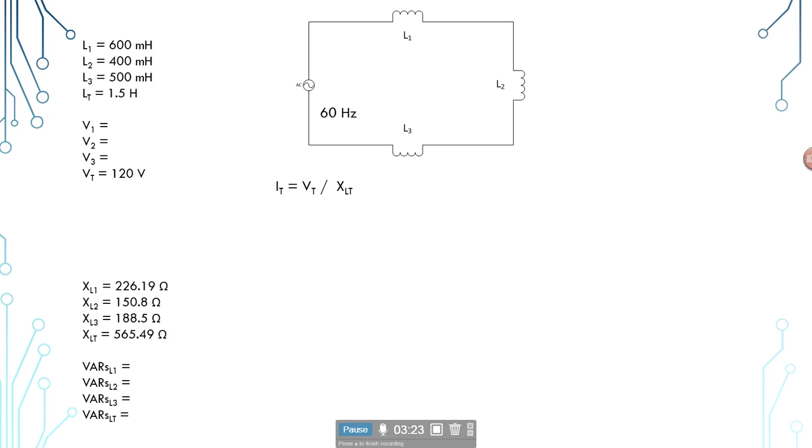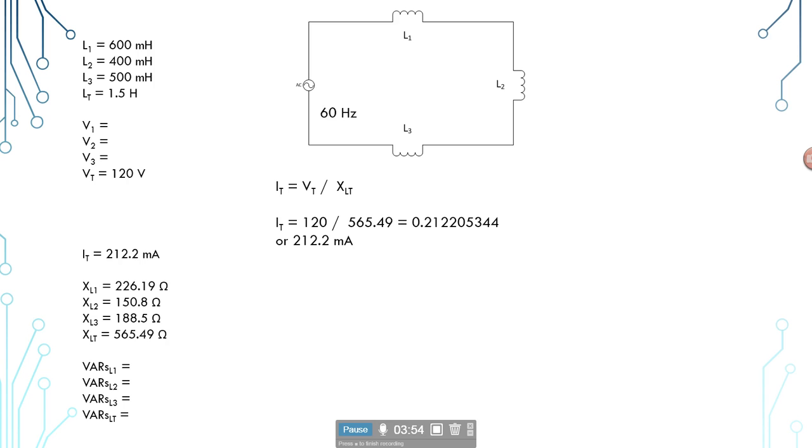Now we're going to be looking for the current. Our current total, we'll just use Ohm's law. Ohm's law states our voltage divided by the resistance, or in this case, the reactance, will give us our current. So looking for the total current, we look at the total voltage and the total inductive reactance. So 120 divided by that 565.49 will give us 212.2 milliamps for this circuit.